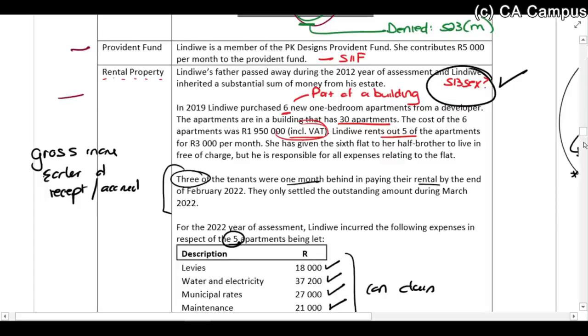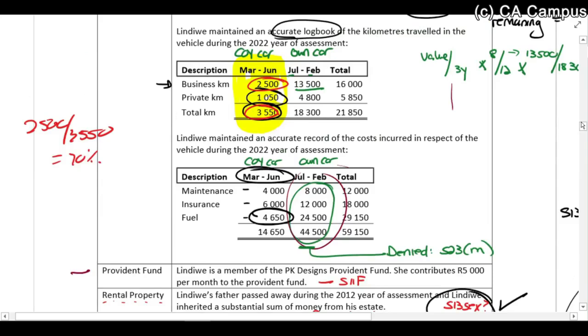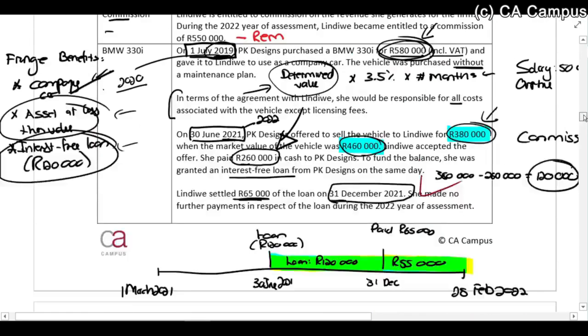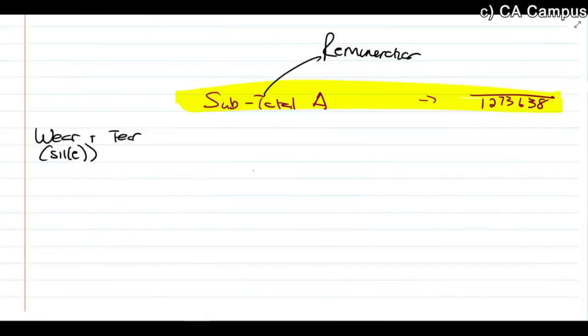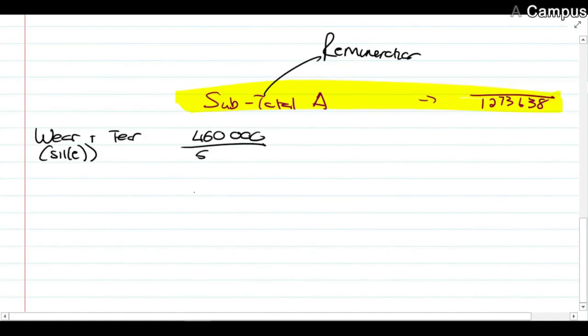Okay, so remember the wear and tear, that's our next part, and we have to calculate this wear and tear on the value of the vehicle at the time that we get it, 460,000. We divide it by 5 years minus the 2 years that it's already been used. We multiply it out by the months we use it, which is from July until February, the end of the tax year. That's 8 months.